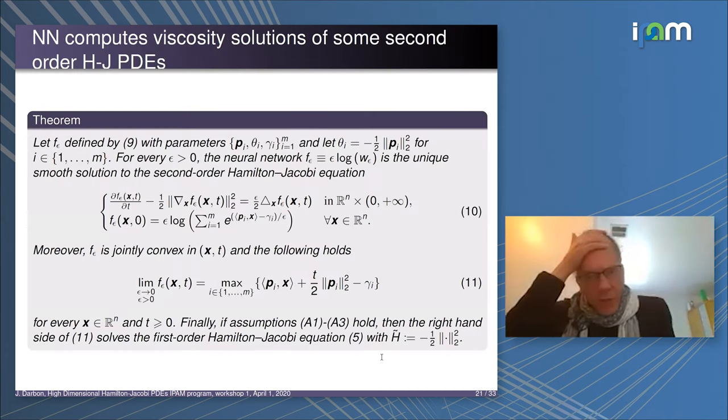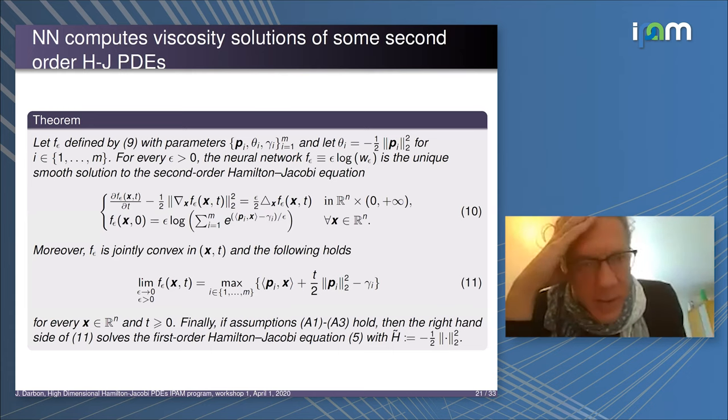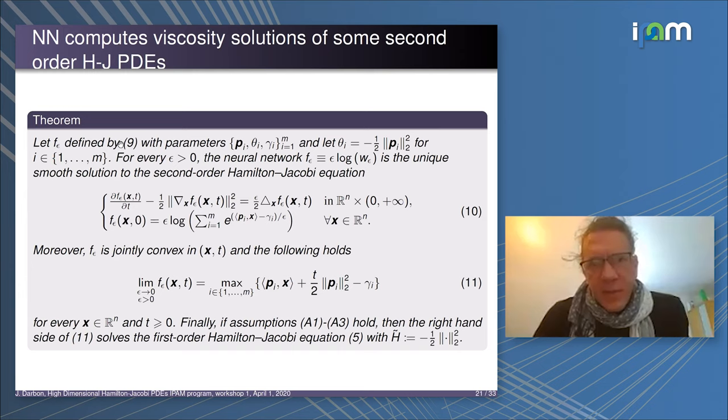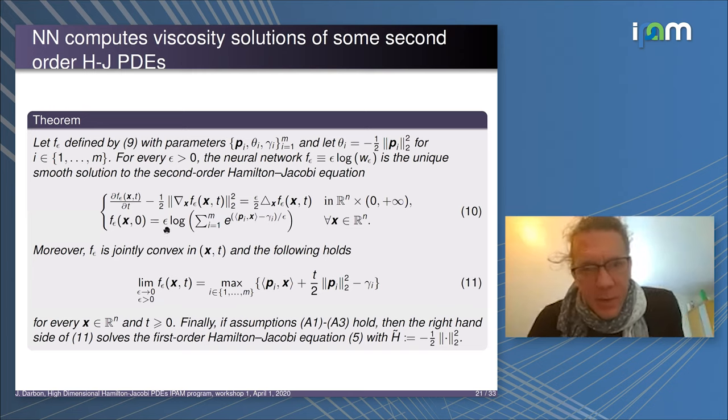And what you can show easily, this is only a matter of a few lines of calculus, is that the neural network that you define actually solves that kind of viscous Hamilton-Jacobi PDEs. So you have the partial derivative with respect to time, you have the quadratic term, the kinetic energy, where you have a minus, and the Laplacian. Now, the thing here is that the initial data is funny because it's given by the following formula.